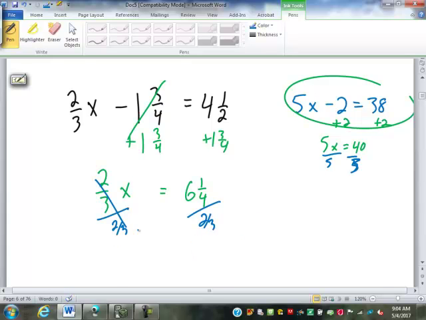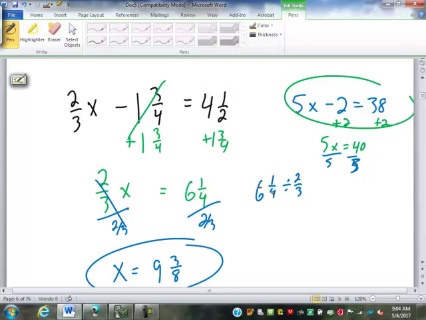A fast 5. So x equals 6 1/4 divided by 2/3. Anybody? 4.5. 9 3/8. So 6 1/4 divided by 2/3.